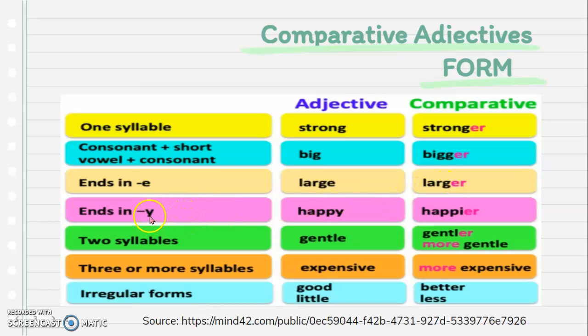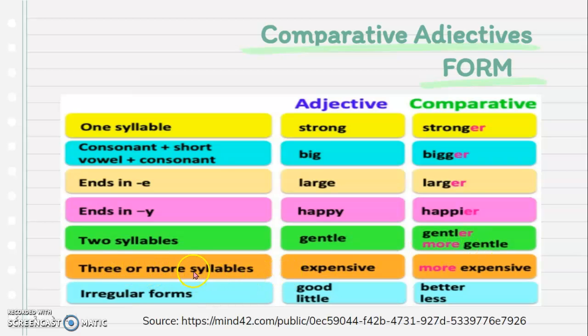Adjectives that end in Y, for example, happy. To make the comparative form, we substitute the final Y with an I and include ER. Therefore, we have happy, happier. We also have two-syllable adjectives. For example, gentle, and we can have gentler or more gentle.